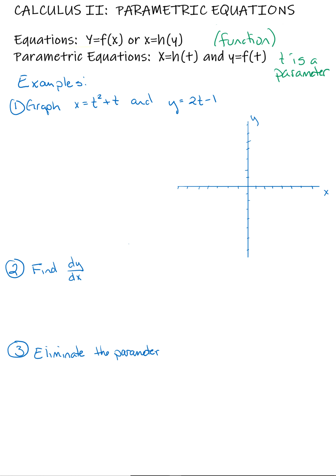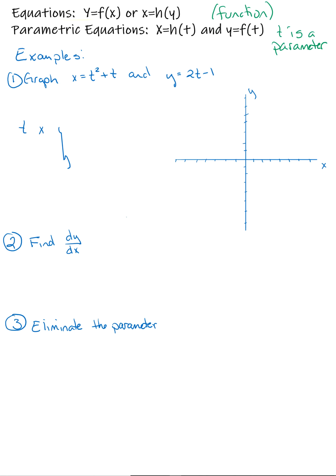Let's try some examples. Let's take a look at x is equal to t squared plus t and y is equal to 2t minus 1. There's our parametric equations. And let's graph those. Recall from graphing, you may have often done a table of values. That's exactly what I want to do here, but rather than a table of both x and y values, I want a table of t, x, and y values.